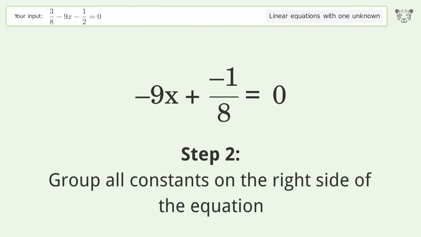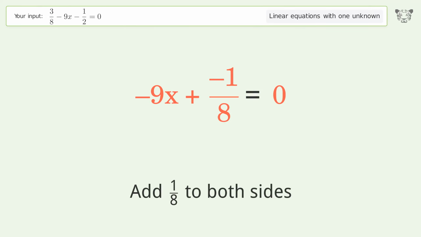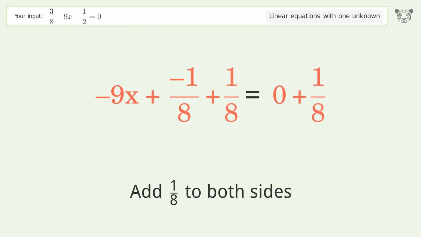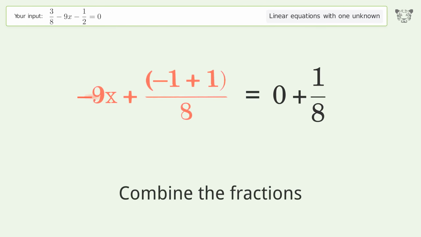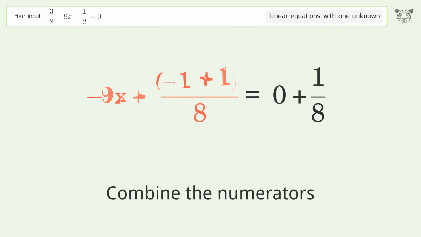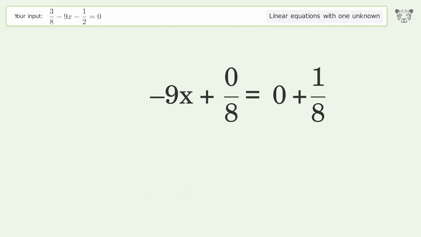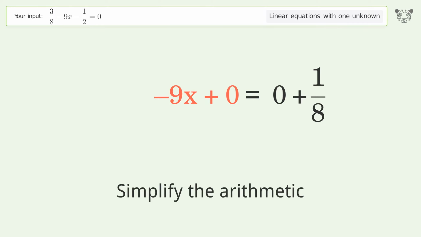Group all constants on the right side of the equation. Add 1/8 to both sides. Combine the fractions. Combine the numerators. Reduce the zero numerator. Simplify the arithmetic.